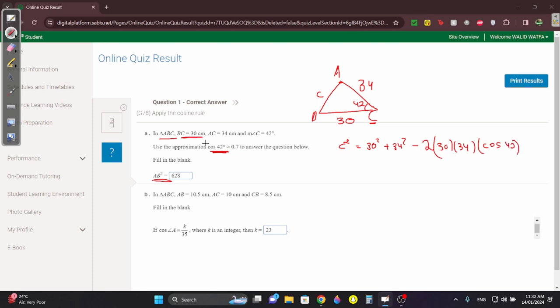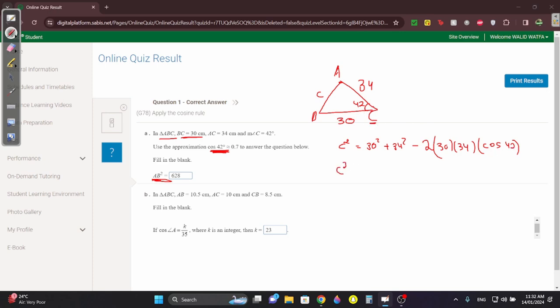Let me repeat. They gave me BC is 30, they gave me AC is 34, they gave me the angle here is 42. They're saying cosine 42. And when you see squared, immediately know that you're talking about the cosine rule. So AB squared is the side opposite to angle C. So it will be C squared equals these two squared plus each other, always the other two sides squared, minus 2 times the other two sides, times cosine of the angle opposite to the side, which in this case is angle C, which is 42.